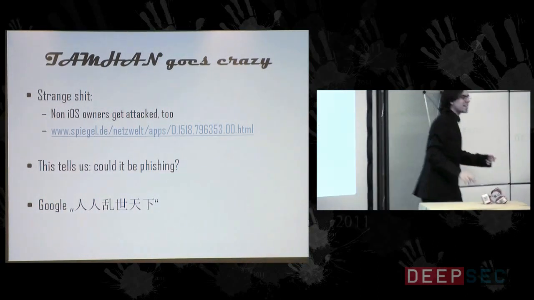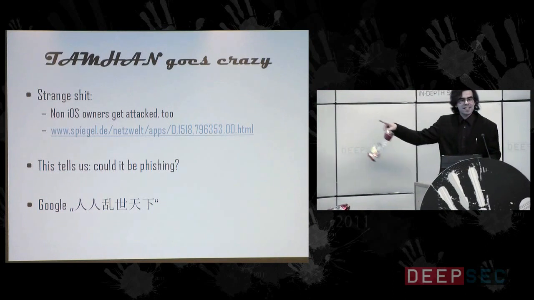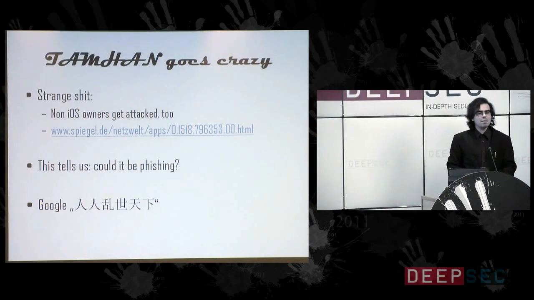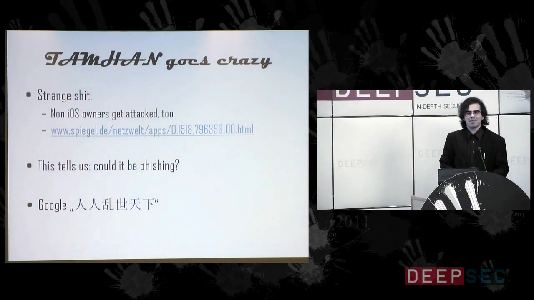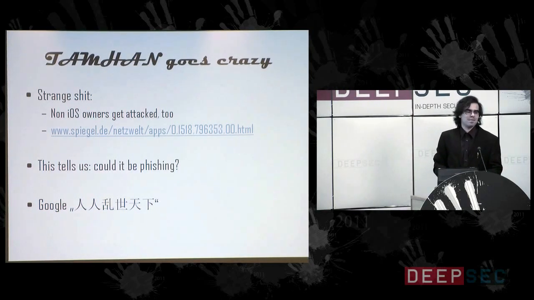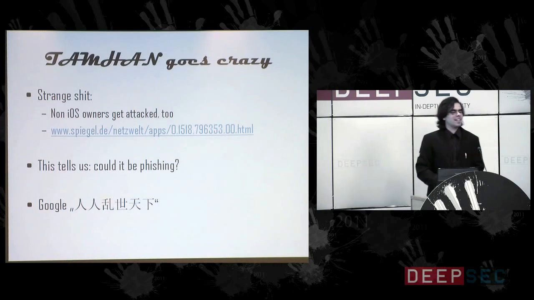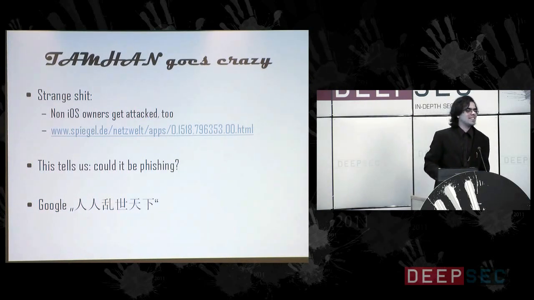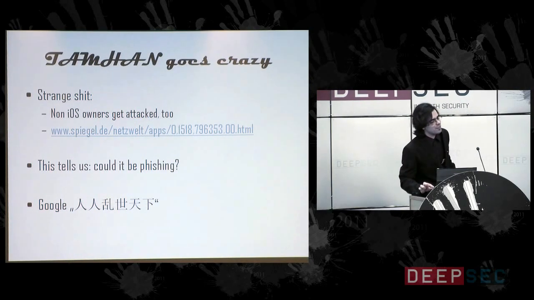Who of you knows what this string says? What does this string say? It's an easy piece of chocolate for the Chinese. Who of you knows what it says? It's the name of the app. And the name of the app is, the world has difficult times ahead of itself.